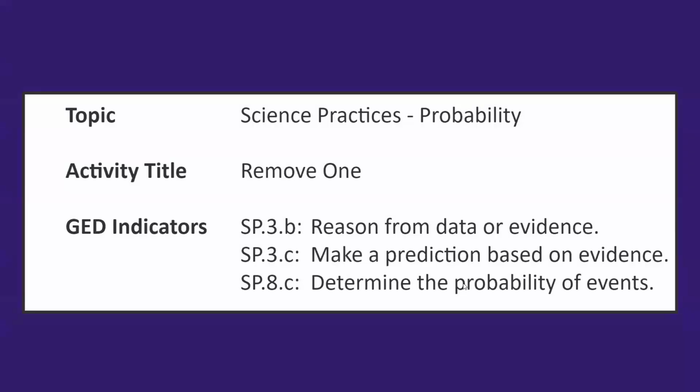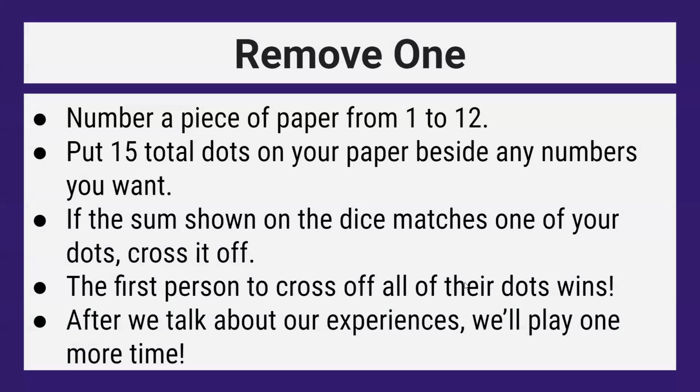On the probability side of things, this is a neat new activity called Remove One. Basically, the students are numbering a piece of paper from 1 to 12, and then they've got 15 dots that they can put beside any of the numbers that they want to. Then you as the teacher are rolling the dice, and if the sum that's shown on the dice matches one of their dots, they cross it off. The first person to cross off all of their dots wins.